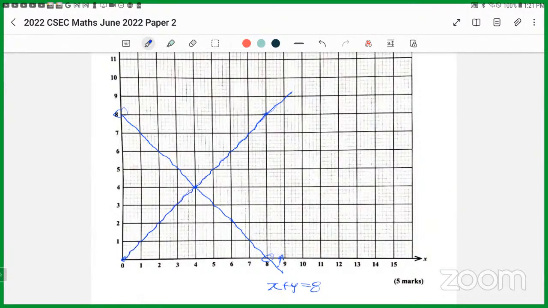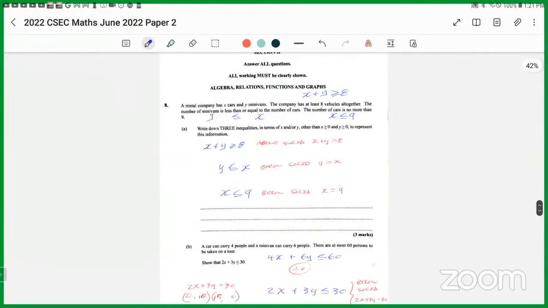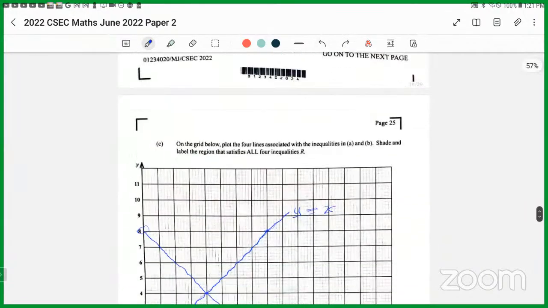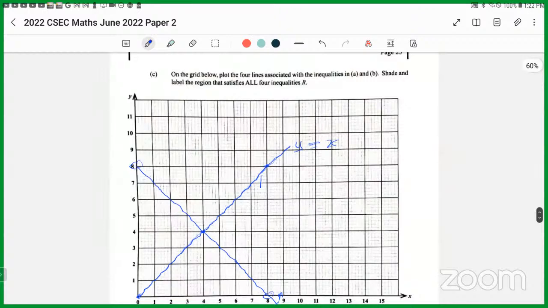Label the line with the equal sign: y equals x. And then we're going what? Above or below? What was it again? Below this one. Below this one. So put our pointing down.